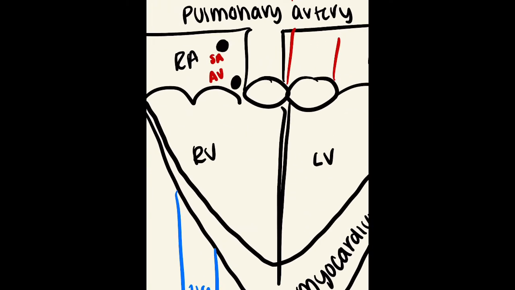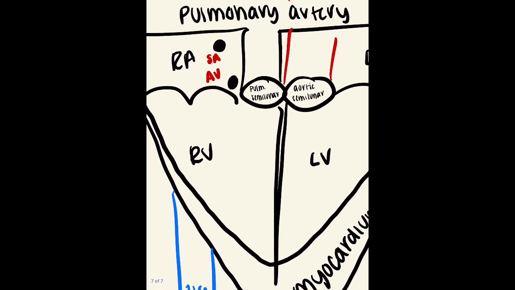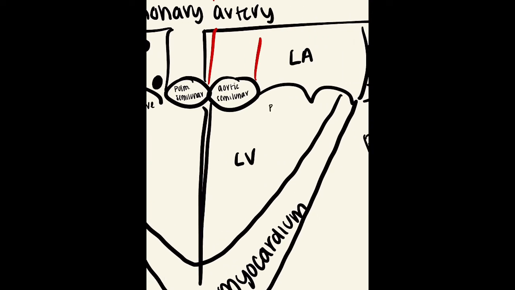Next, let's talk about the many valves of the heart. The pulmonary semilunar valve takes blood from the right ventricle to the pulmonary artery and lungs. The aortic semilunar valve takes blood from the left ventricle to the aorta and the body. The tricuspid valve is the right atrioventricular valve, and it's located between the right atrium and the right ventricle.